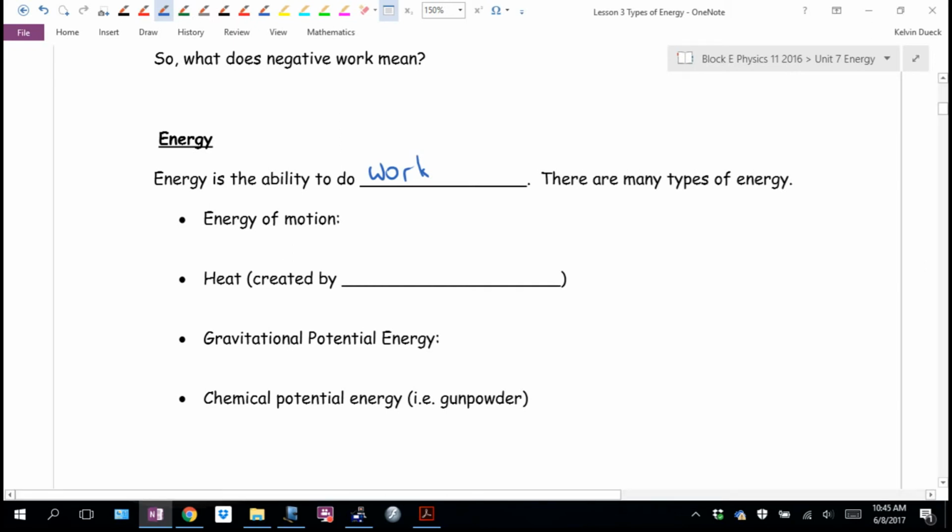If I were to drop this, would it apply a force over a distance when it hit Thomas's head? Say yes. Would it do work? Say yes. Does it have energy? Yes. Now here's the question. Look up. More energy or less energy? Would it apply a bigger force or a smaller force when it hit his head?